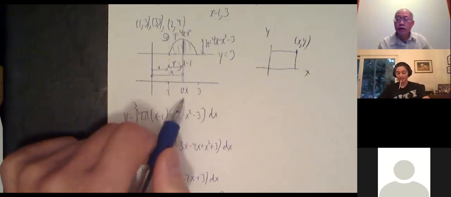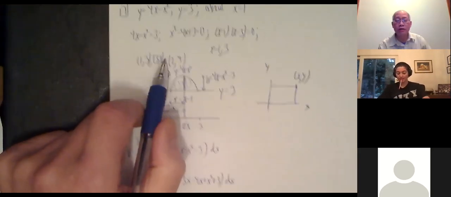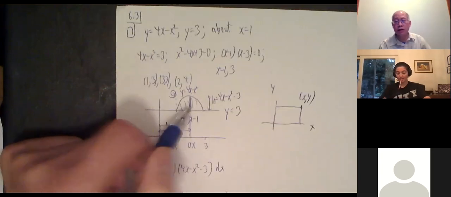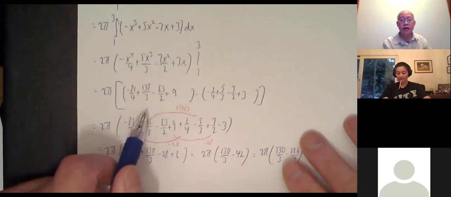Integration was 1 to 3. Notice they didn't give us the 1 to 3. We had to figure it out. How do we figure it out? We set that equal to that. And that told me, okay, now we're integrating from 1 to 3, because we didn't know that ahead of time, right?